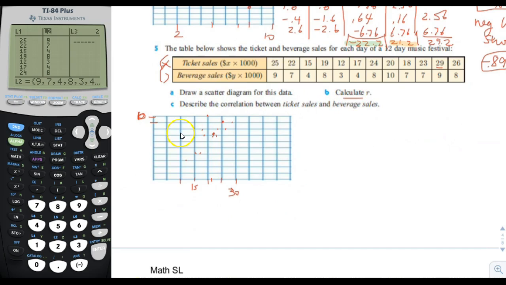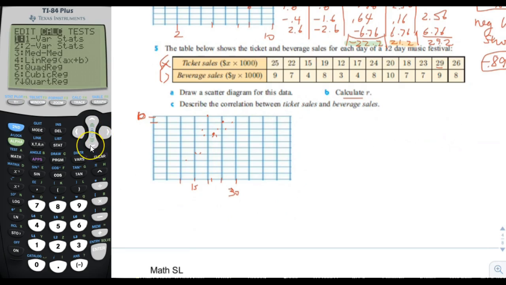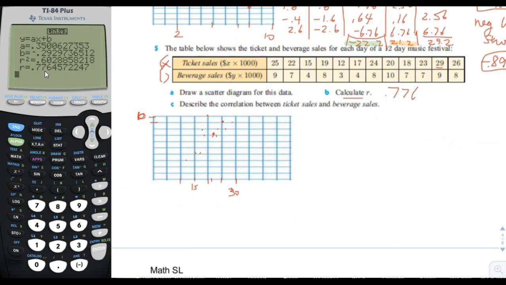Now we're going to calculate R, and the way we do that is we do stat, calc, linreg, and as you remember, we've already turned on our diagnostic, so when we do this, it's going to come out together with this screen. So the R value is 0.776, which is pretty good. I don't think it's strong, but it's like moderate.